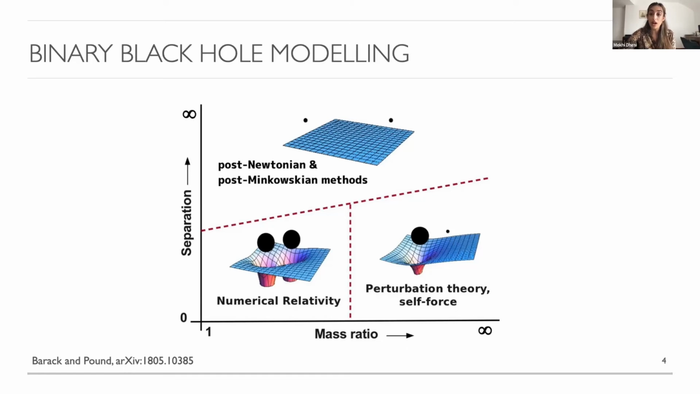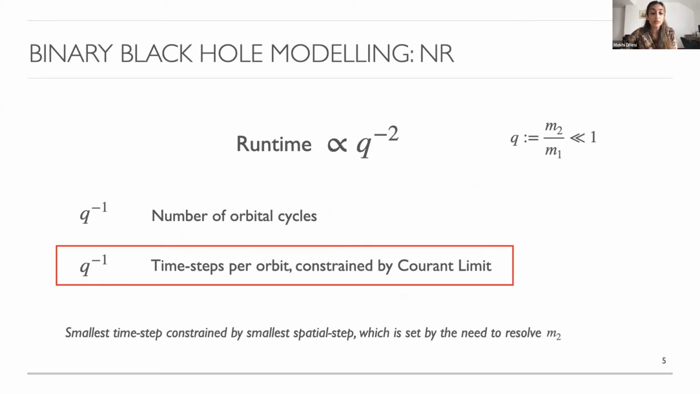So we thought, why not try and work towards a complementary model? I'll now just explain the challenges that NR faces to push to these more disparate mass ratios, because this motivates the architecture of our model. The computational runtime in numerical relativity scales in inverse proportion to the square of the mass ratio. One factor of this comes from the number of orbital cycles needed to model the system. This is a physical feature and is always going to be the case. But the second factor comes from the number of time steps required per orbit of the model. And this is constrained by the Courant limit. So this is a numerical feature.